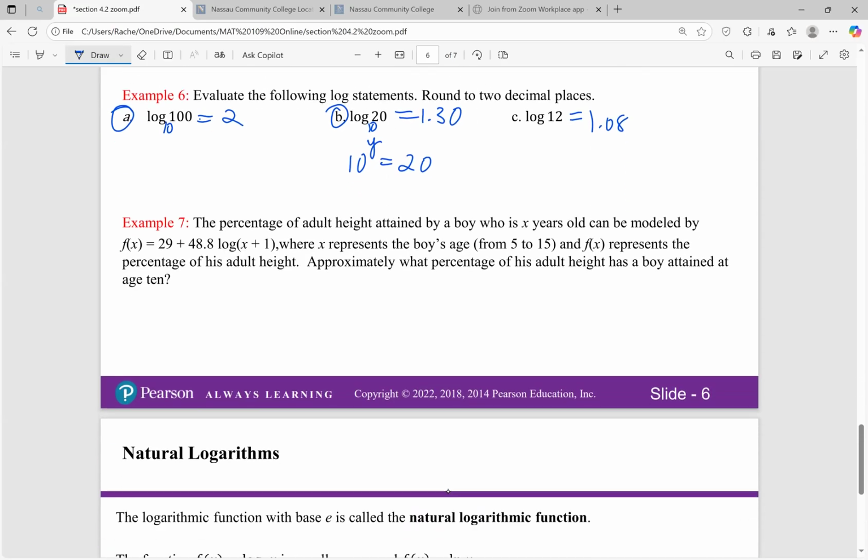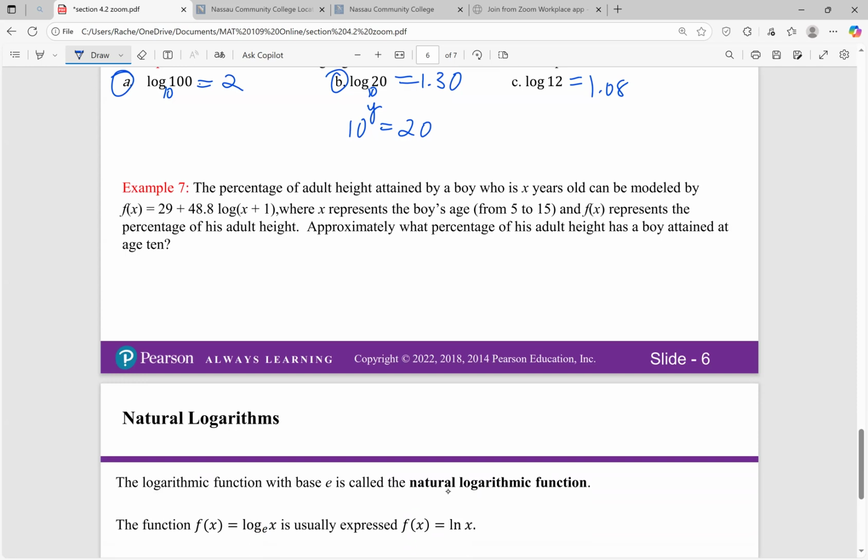Let's do a word problem. Example 7 says the percentage of adult height attained by a boy who's x years old can be modeled by the function f of x equals 29 plus 48.8 times the log of x plus 1, where x represents the boy's age from 5 to 15. So that's the input, x, which is age. And if we plug a value of x into this model, we'll get f of x, which is the percentage of his adult height. So we can kind of predict the adult height of a boy who's x years old. That's what this model represents.